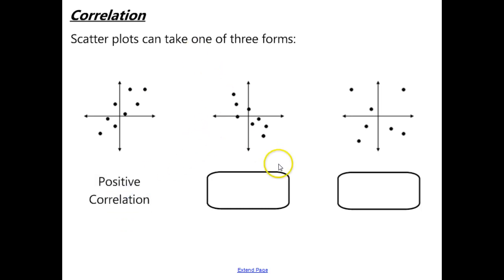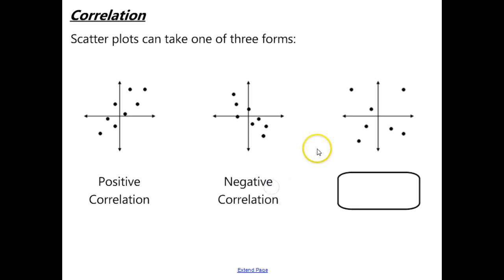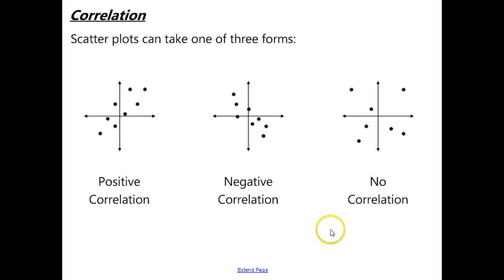In the second one, they go in a downward trend. So this is called a negative correlation. And if the plots are just kind of all over the place and they don't trend in any direction, you want to say that there is no correlation.